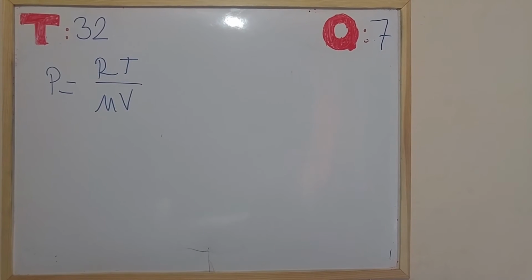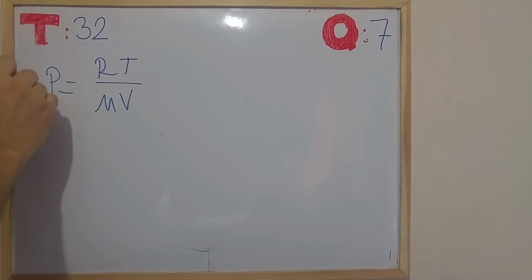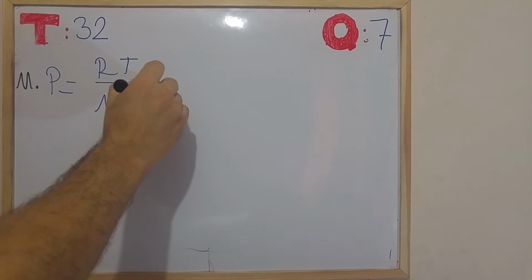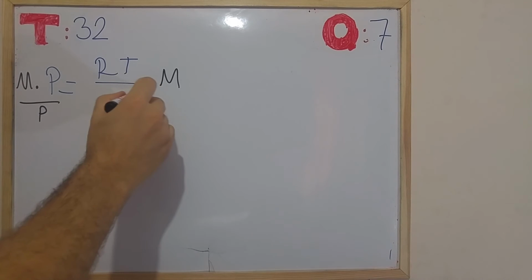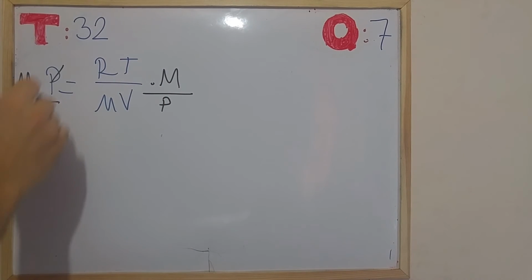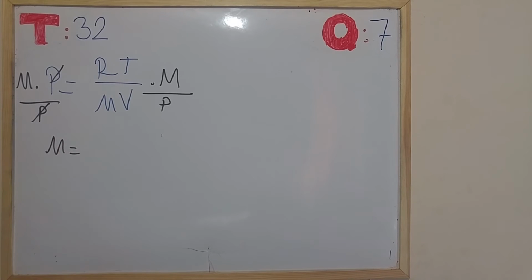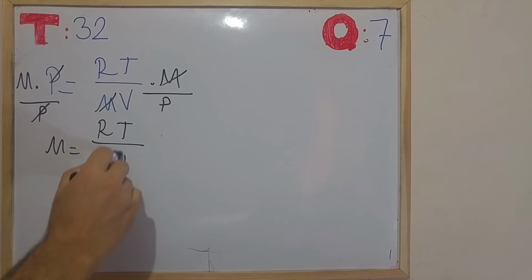We're solving this equation for m, therefore let's multiply everywhere by m. So m will be on the left hand side, and let's divide everywhere by p. So this p will be gone. What I have here is m only, and these m's are gone. What I have only is RT over VP.